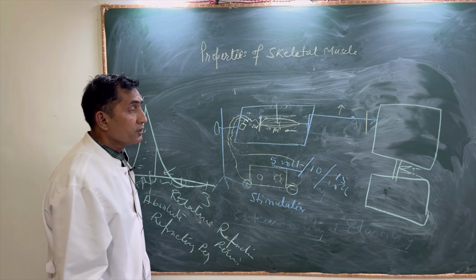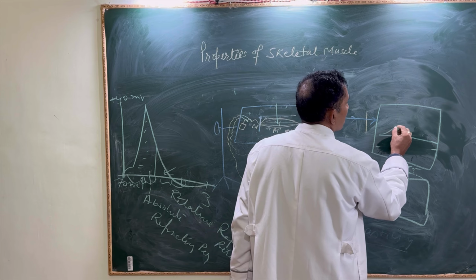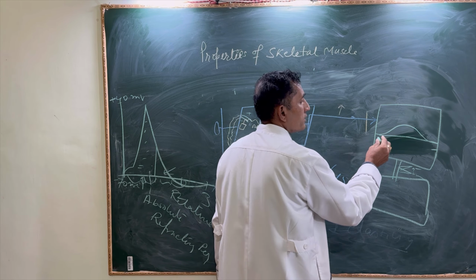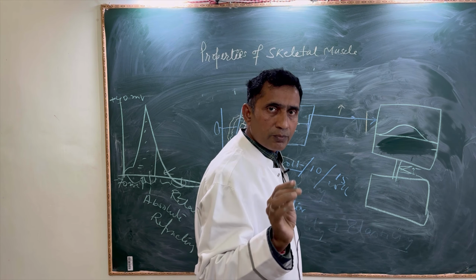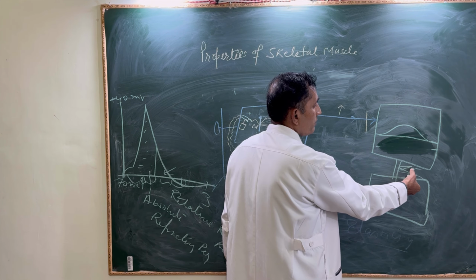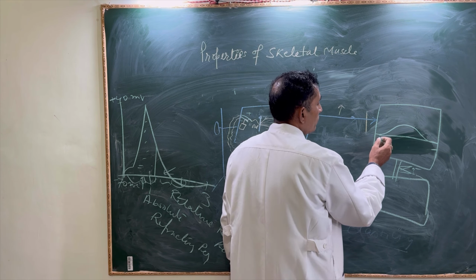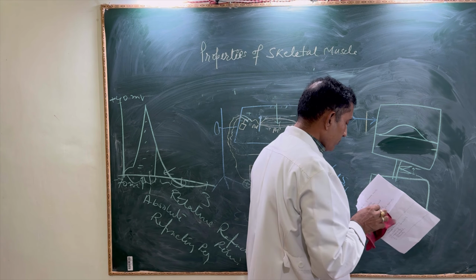Then what type of record will we have? See the graph here. This is the simple muscle twitch. I have already shown you how to record a simple muscle twitch. Now, after recording a simple muscle twitch, we will have to open this. Then what type of graph will we have? I will show you. Just see here.